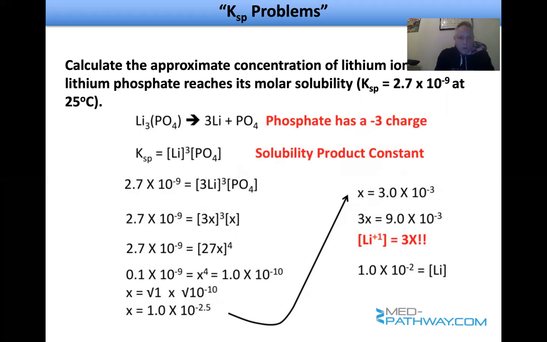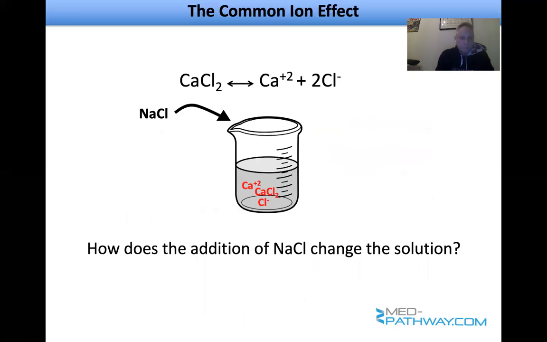So what do we know? Phosphate has a -3 charge. We write out our equation here. We set up our KSP, and we know the value of the KSP. So we set up the algebraic equation. We get 2.7 times 10 to the minus 9 equals 27x to the 4th power. We plug and chug, and ultimately what we calculate is that the concentration of lithium is 1.0 times 10 to the minus 2 at its molar solubility.